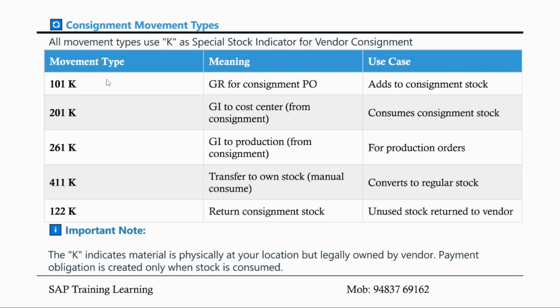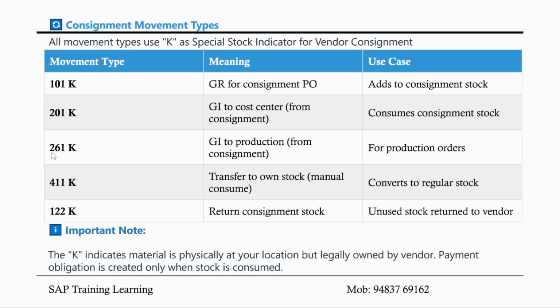To register in our mind: 101K for GR, 122K for return, and two series, 201K and 261K, for goods issue. 201K is goods issue to a cost center. The material types here are mainly serviceable items or some office or admin use, where you consume the goods. After consuming these goods with movement type 201K, there is no value generated.